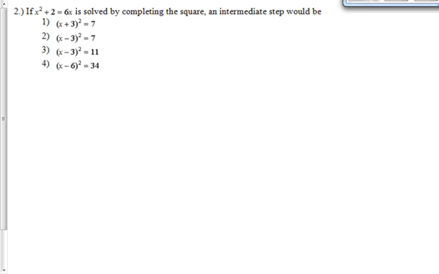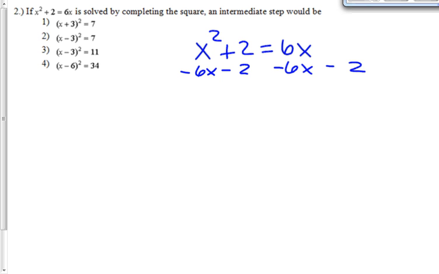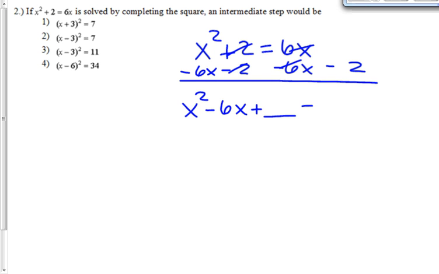Okay, for number 2, we're being given the quadratic x squared plus 2 is equal to 6x. And we're being asked for an intermediate step along the way in completing the square process. So right now I'm not in the right form. I need my constant to be on the right and everything else to be on the left. So I'm going to have to subtract my 2 on either side and subtract my 6x on either side of this equation. So I get x squared minus 6x. I'm going to also leave myself that space on either side as I prepare for that needed value.